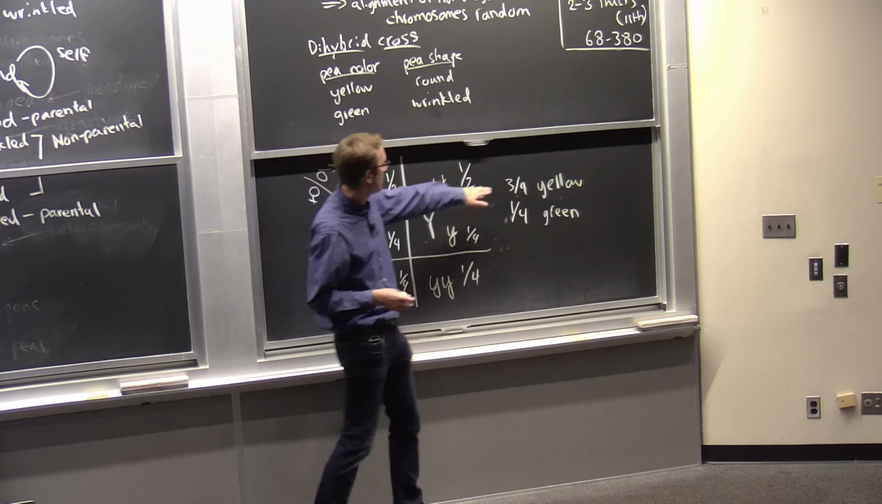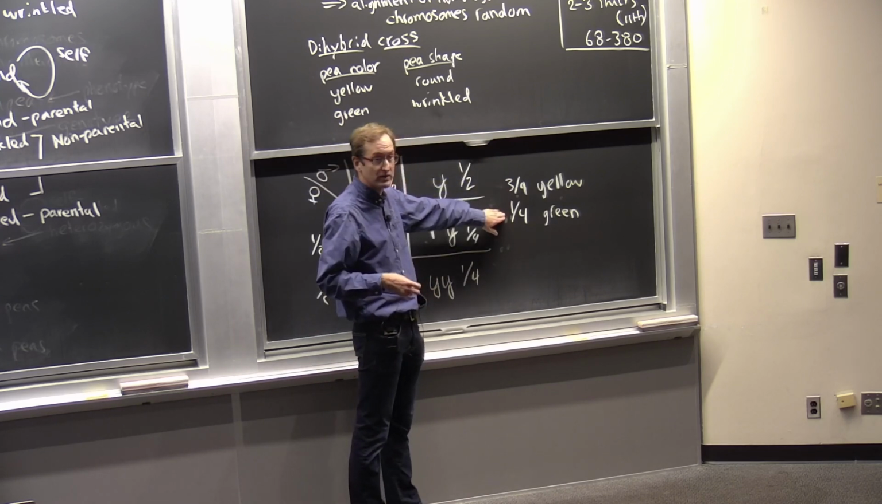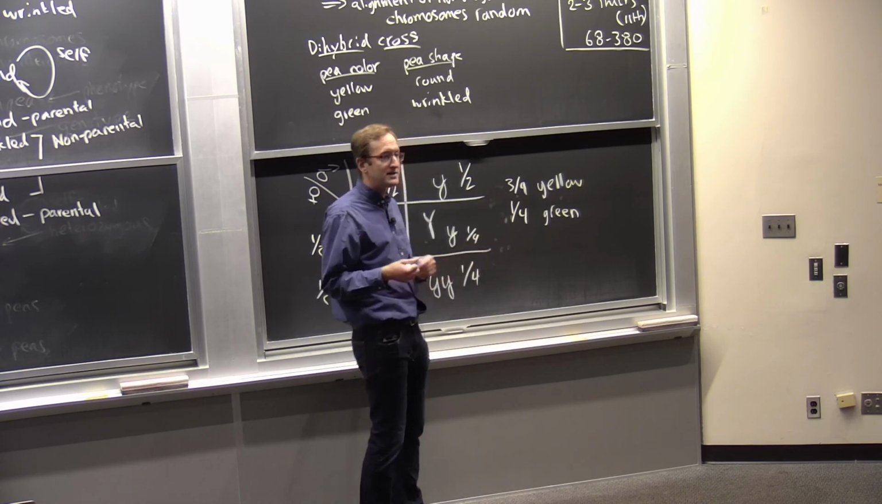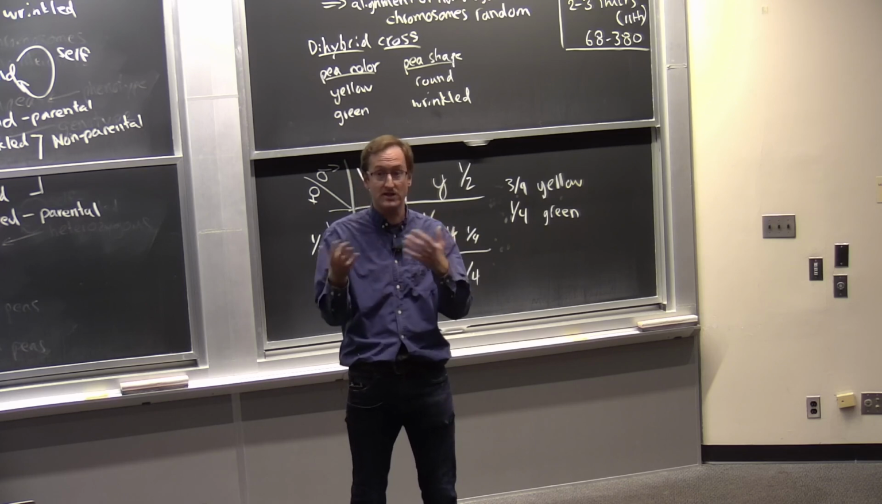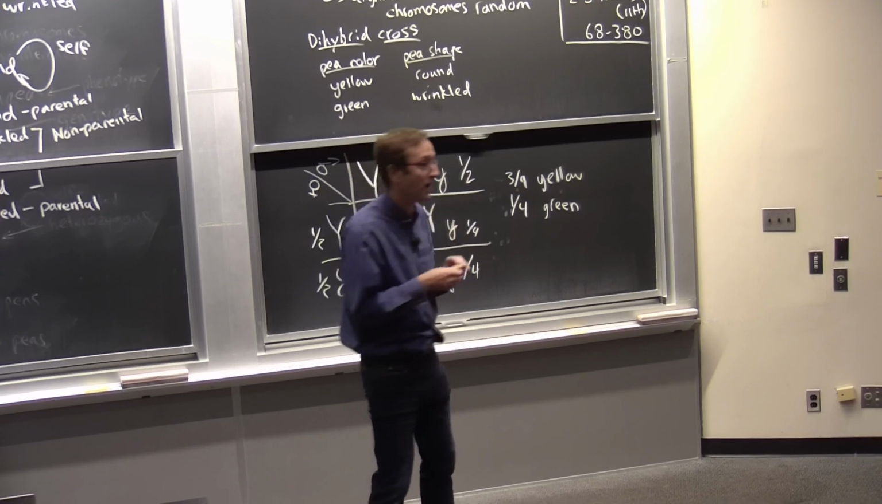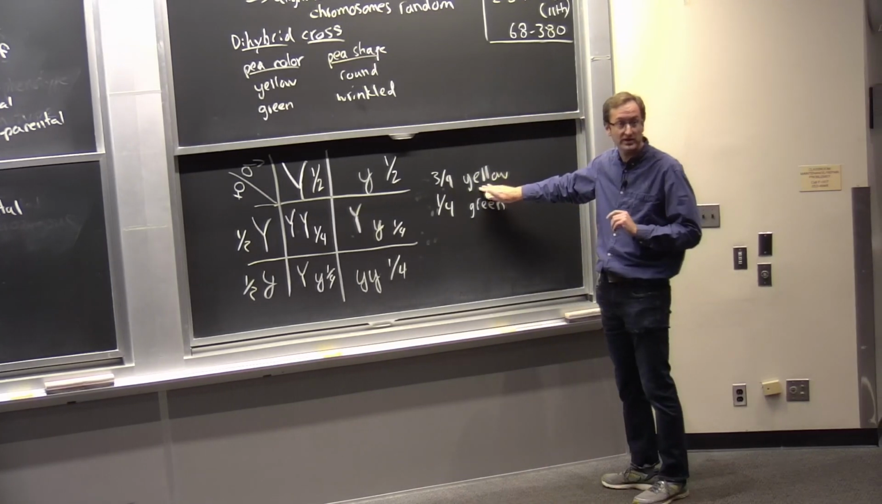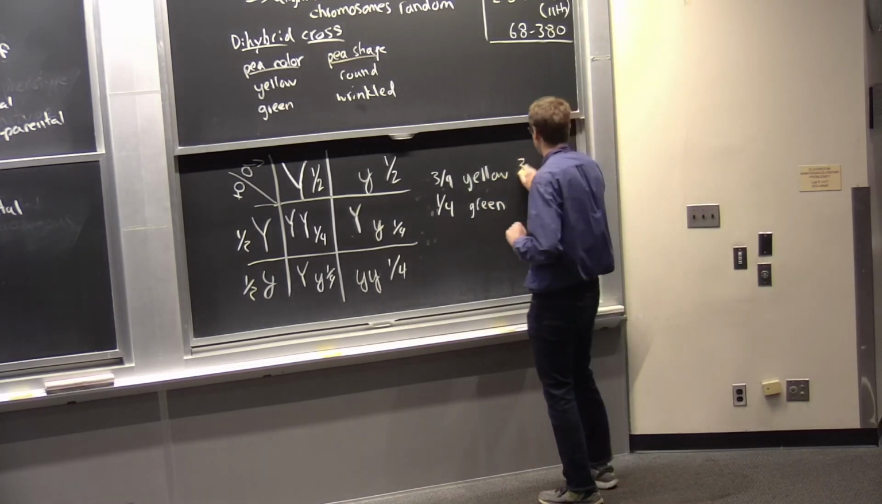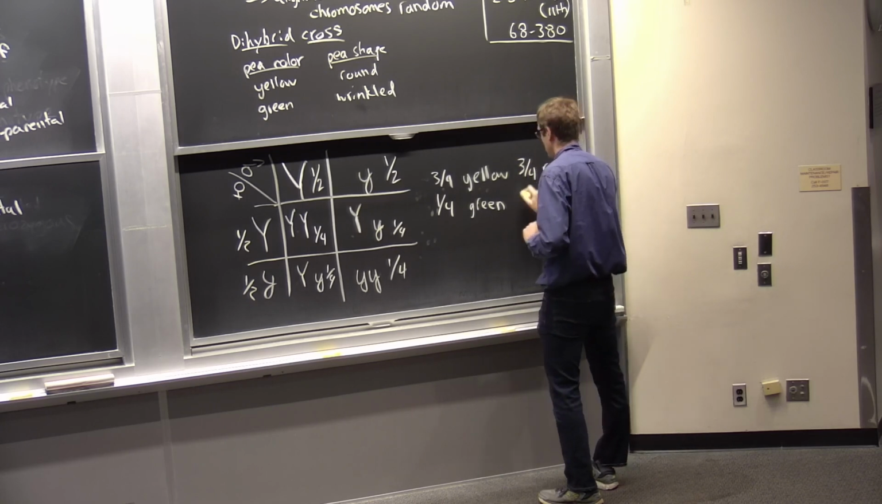Okay, so the probability of having this phenotype is 3/4. The probability of being green is 1/4. And you can consider pea shape as just a separate monohybrid cross, where the dominant phenotype is also going to be present at 3/4 probability. So 3/4 are going to be round, and 1/4 is going to be wrinkled.